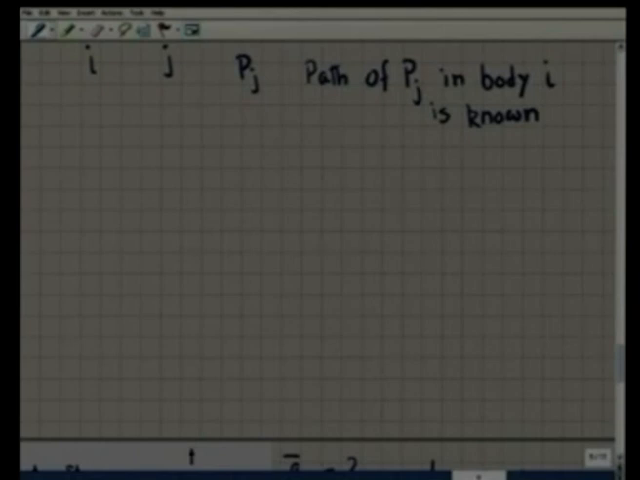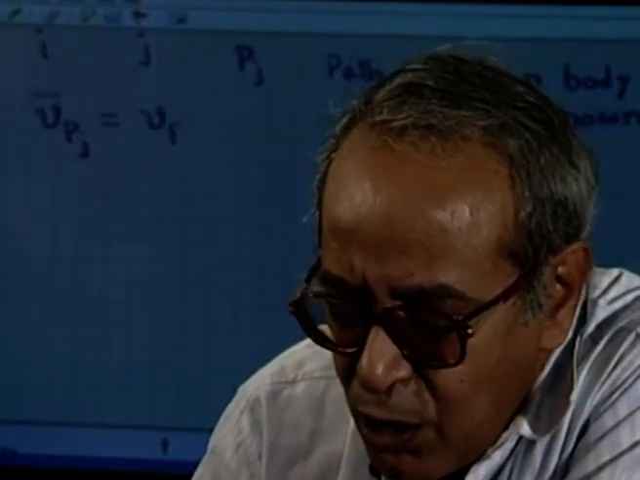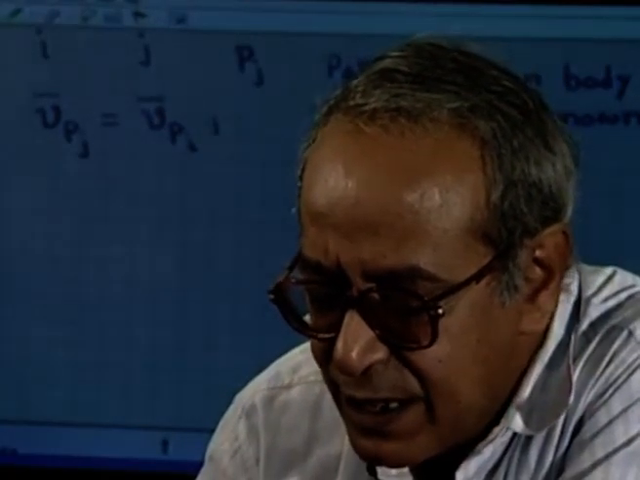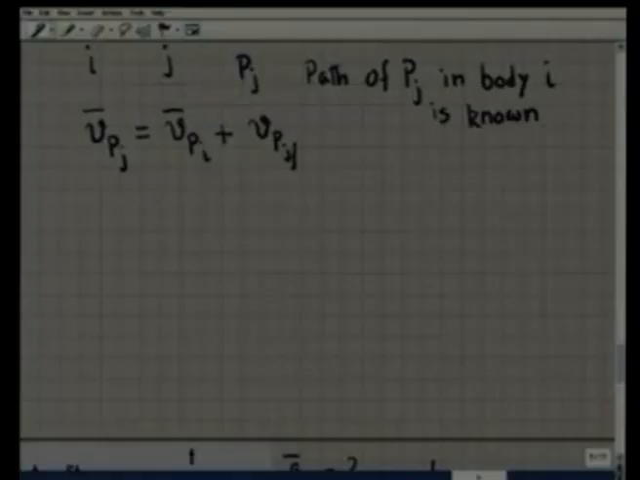Then I can find the velocity of the point Pj. It is the velocity of the point Pi, which is instantaneously coincident with Pj, plus velocity of Pj in I, that is as measured by an observer attached to body I. And this velocity v pj I is tangential to this path of pj in body I, which is known.